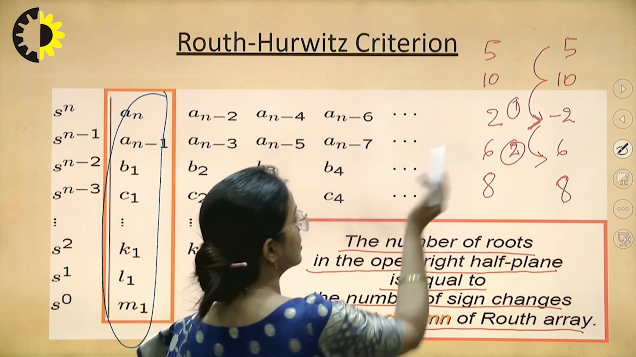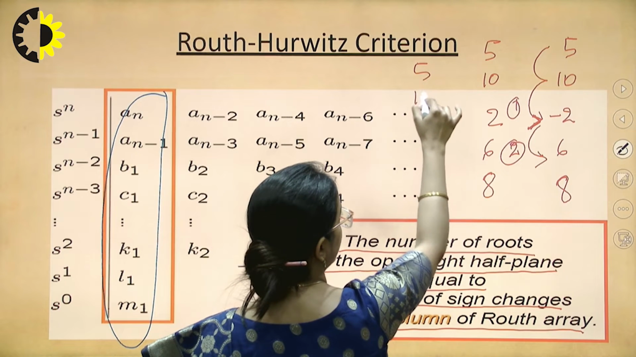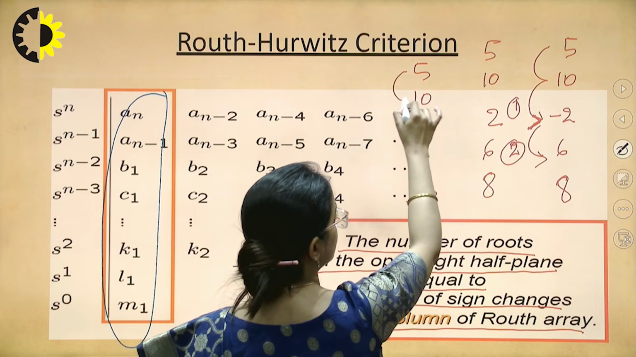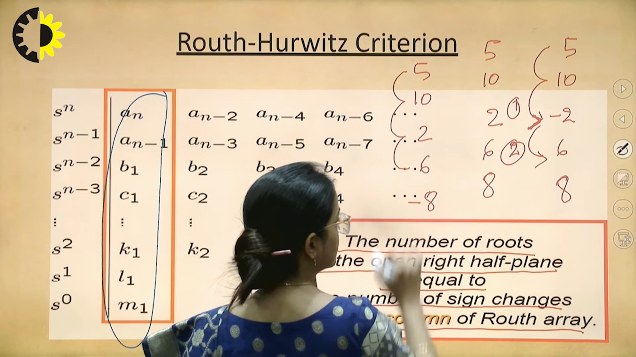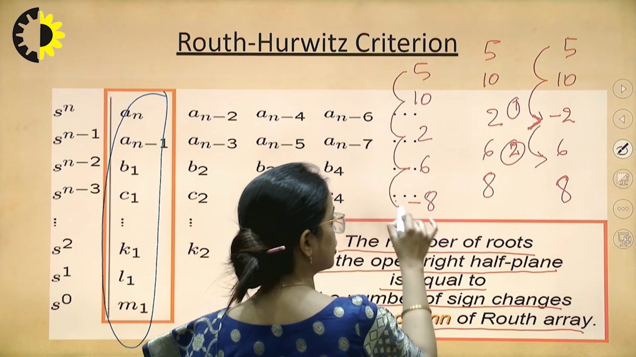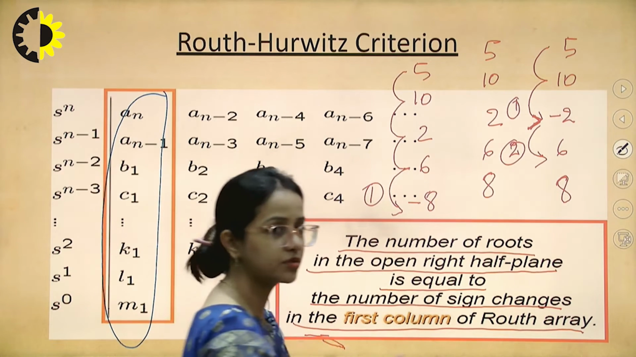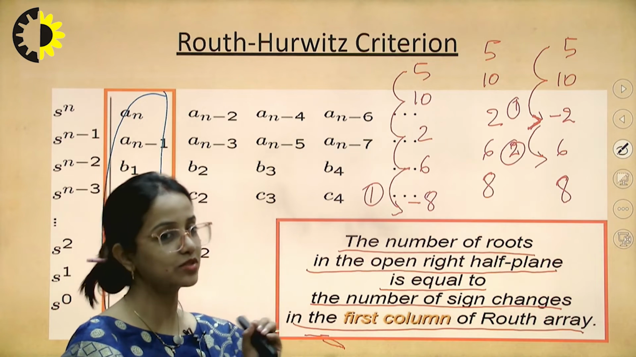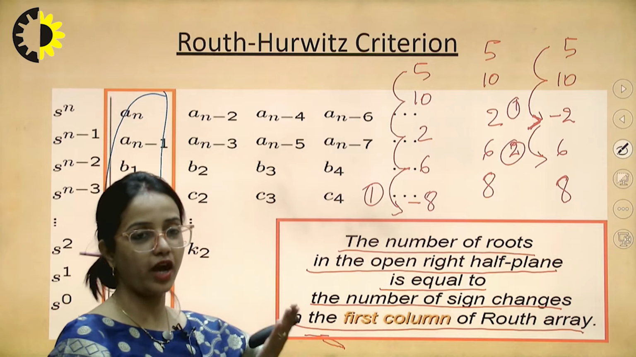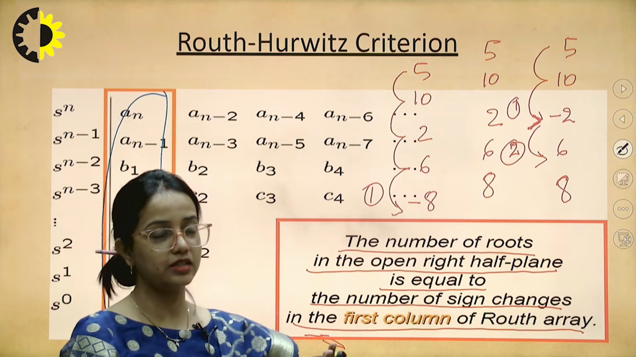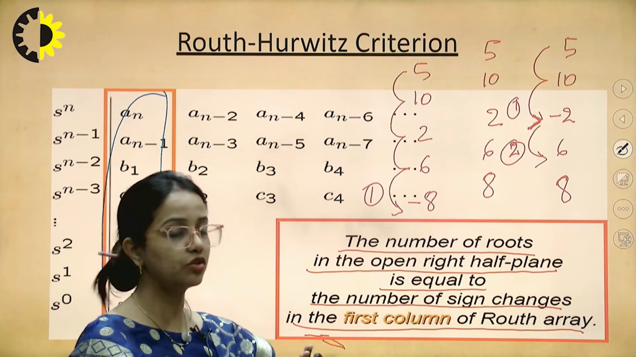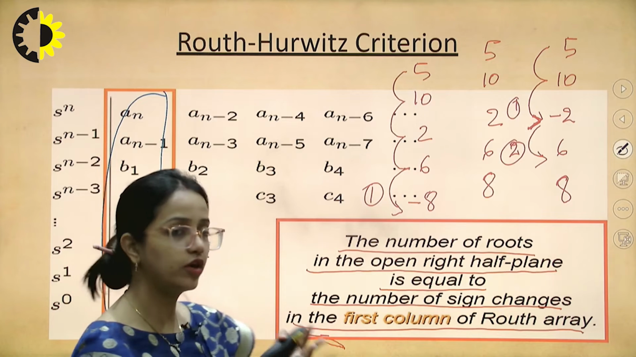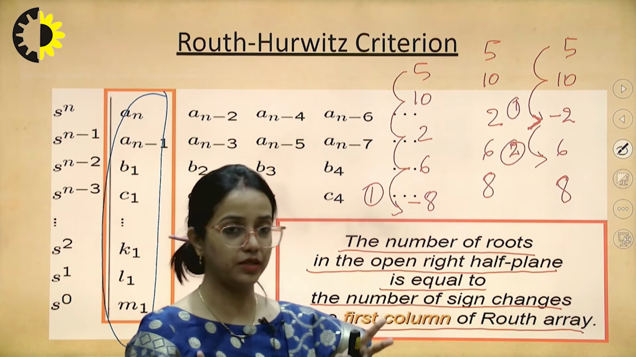Let's say another example is 5, 10, 2, 6, minus 8. So here to here, no change, no change, no change. Let's say this is minus 8. And then again, you have a change here. So how many times the sign is changing? 1. So you have 1 pole on the right hand side and the same system becomes unstable. So even if you have one single sign change, it means you have a single root on the right hand side and the system becomes unstable. So this is how you have to visualize and see the stability.